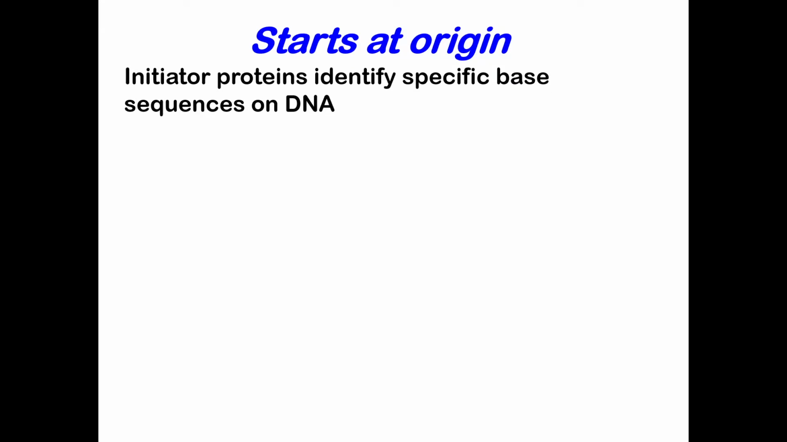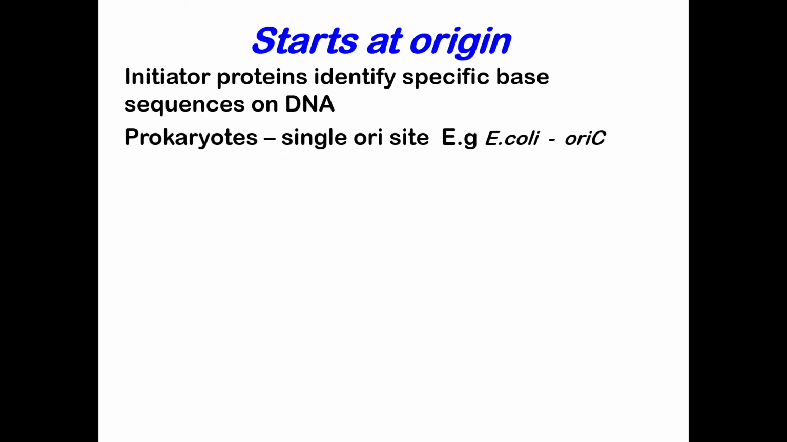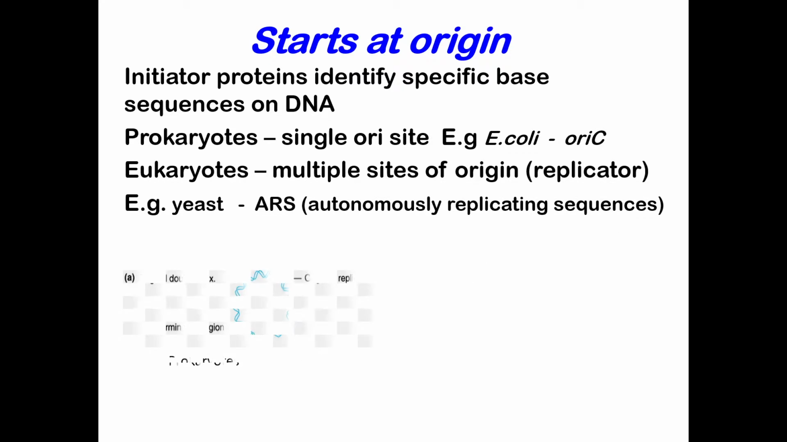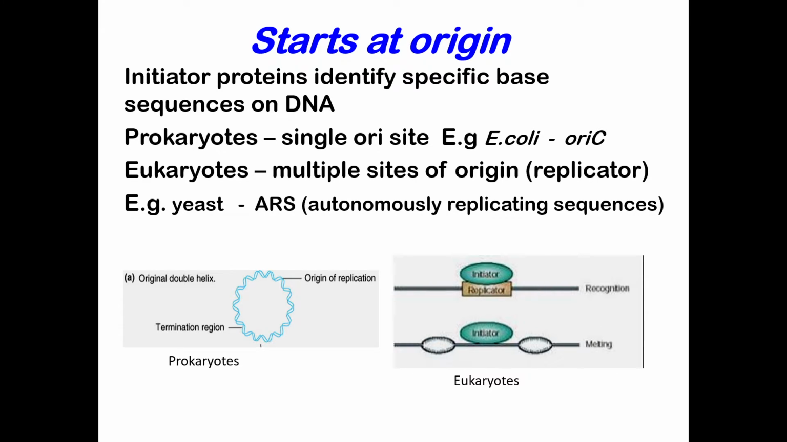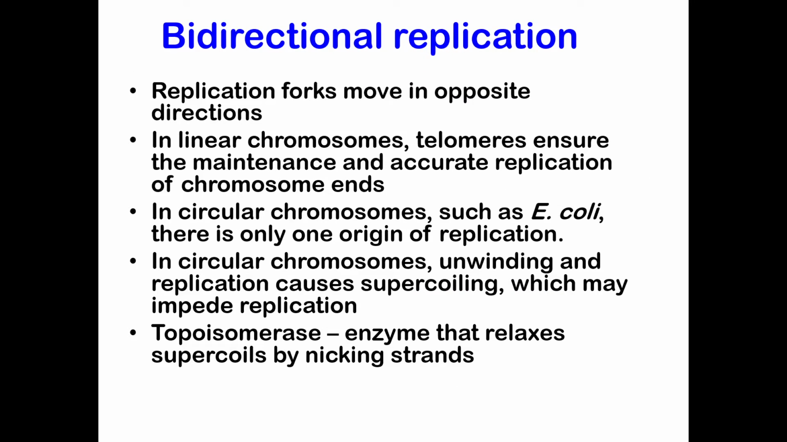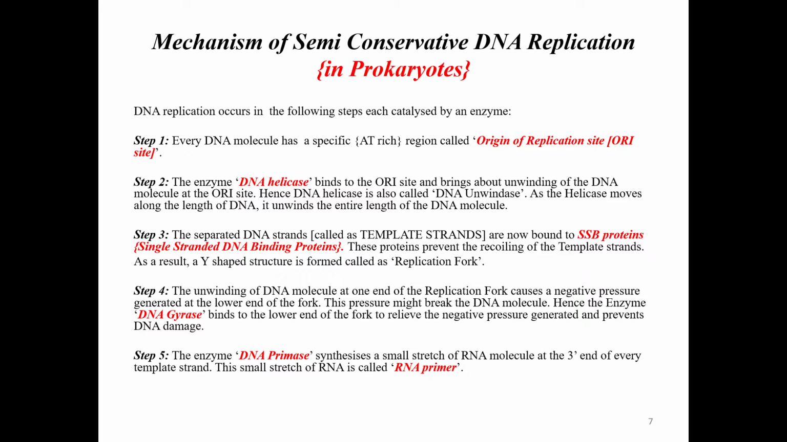DNA replication starts at the origin. Here I'll show you, you can see clearly where the DNA replication takes place. It starts at the origin. This is the case in prokaryotes and also in eukaryotes. And remember, this DNA replication is bidirectional in nature and the replication fork moves in the opposite direction. Please remember, it is bidirectional replication and the replication forks move in opposite directions.